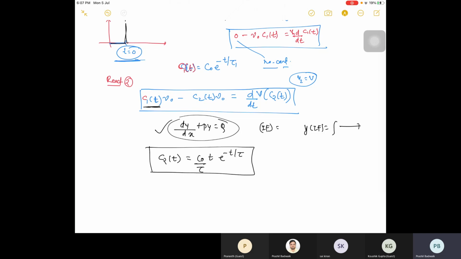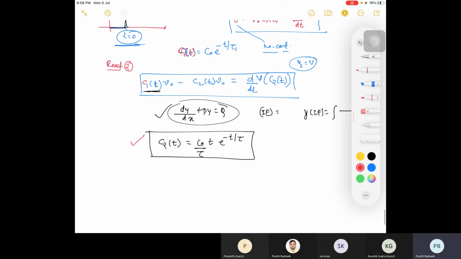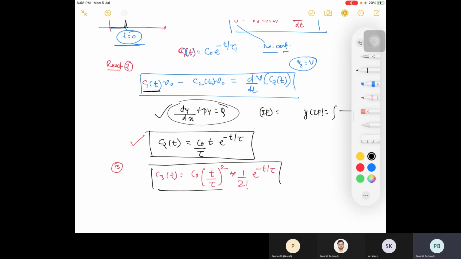This is a very long derivation, that's why I'm skipping the steps, right? So this is for C2. Similarly, if you balance over C3, you'll get one equation, that is C3(t) equals C0 (t by tau) whole square into 1 by 2 factorial, along with e to the power minus t by tau. So this is your balance over the third reactor.